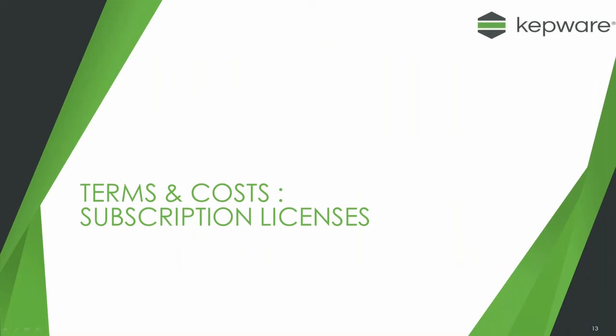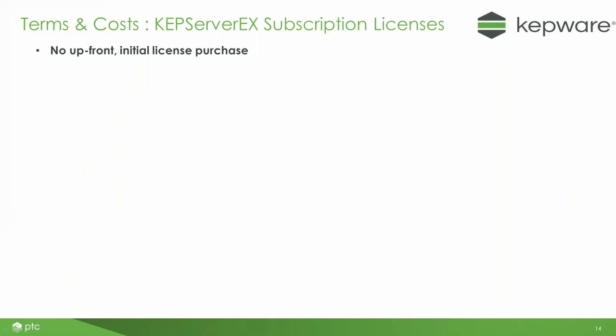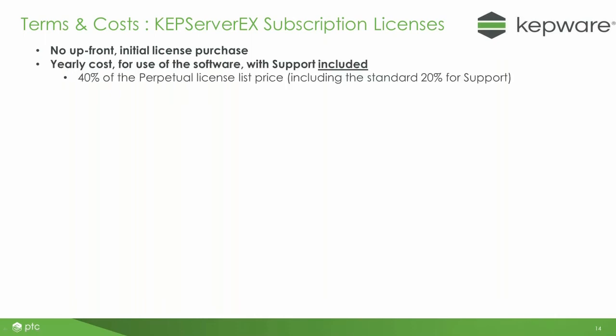If you're using subscription licenses rather than perpetual licenses, how does it work with subscription licenses? Now, subscription licenses are different from perpetual. These are licenses you don't own and pay support on. These are licenses where you are paying for the use of the software. So there's no initial purchase cost. There's no initial capital cost. Instead, you pay for the use of the software, and the cost of that is 40% of the perpetual list price. So it's a different way of buying the software.